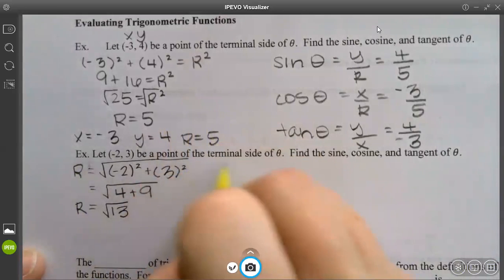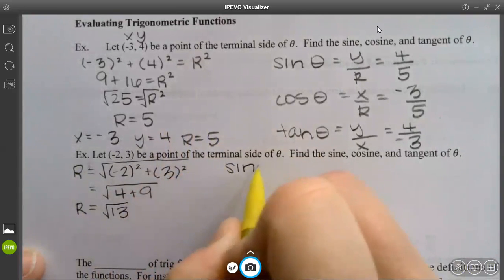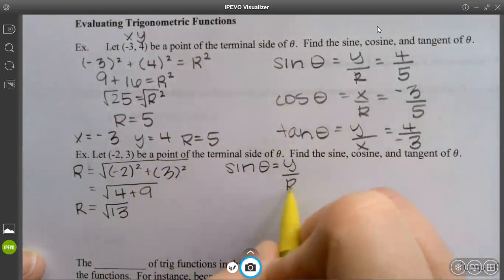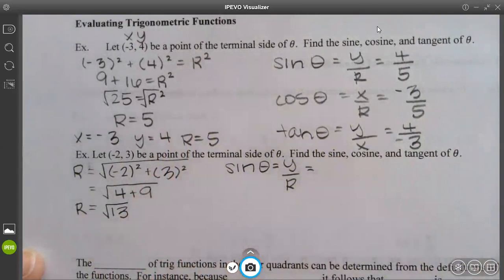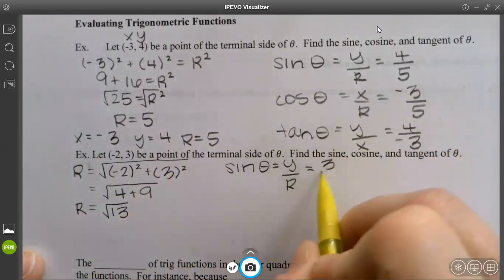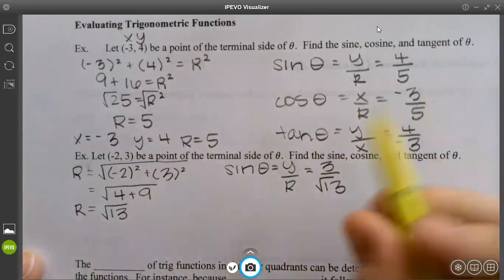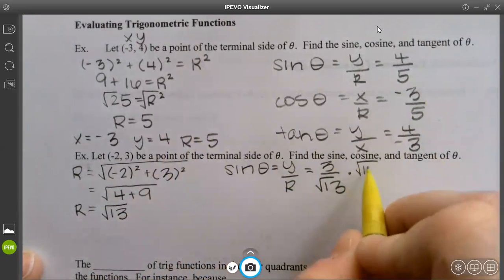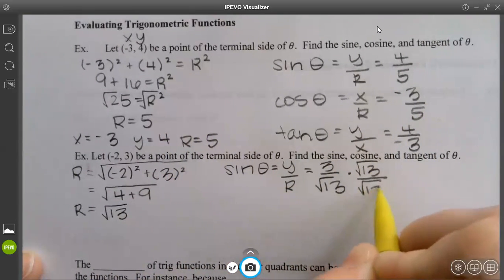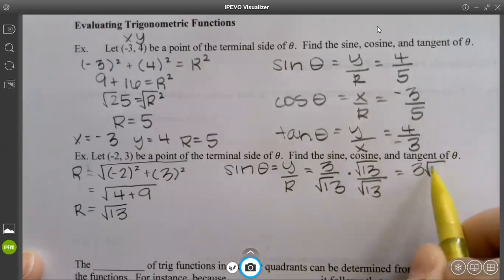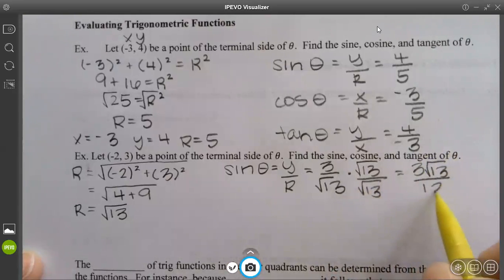Okay. So we're going to start with sine theta. We're going to do y over r. What was your y coordinate in your problem? So 3 over the square root of 13, but I can't have the square root of 13 on the bottom. So what do we do? So on the top, I get... Perfect. That's it.